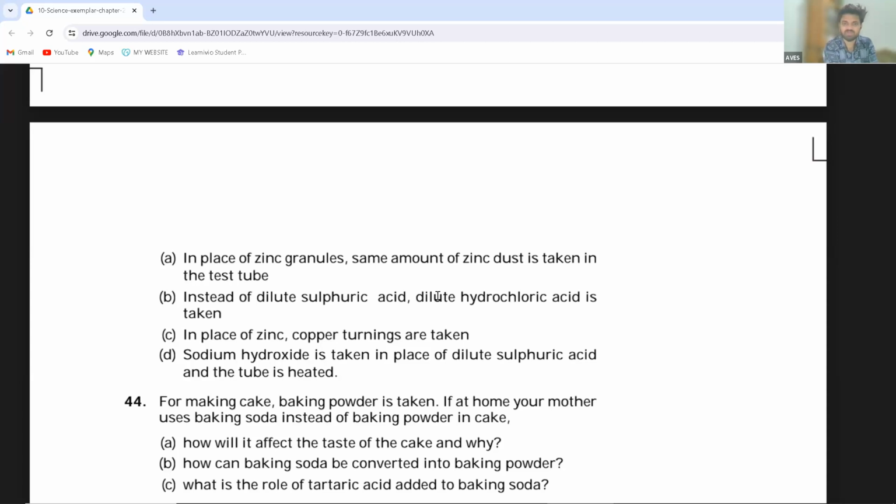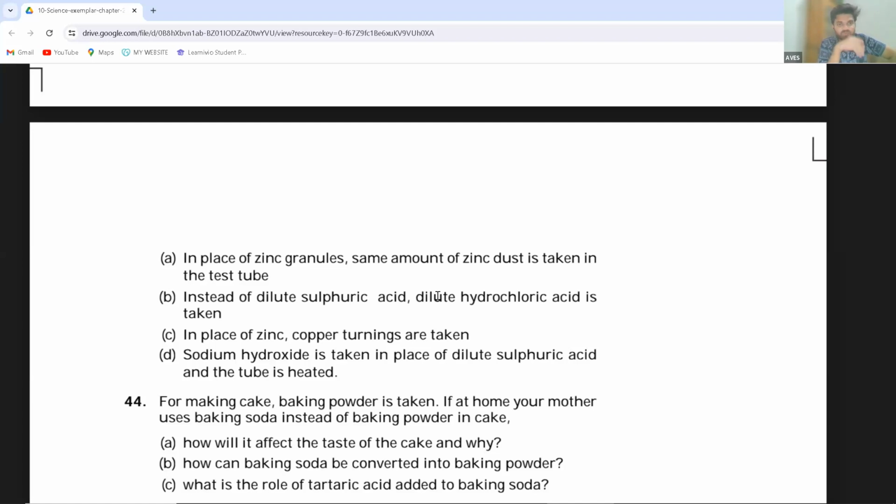Okay. Next, the question comes that in place of zinc, copper turnings are taken. Hence, we replace zinc with copper. What happens? The more reactive metal displaces the less reactive metal. So instead of zinc, you have copper turnings. Will the reaction take place or not? Yes or no? No, sir, because copper is less reactive than zinc. Yes, there will be no reaction.